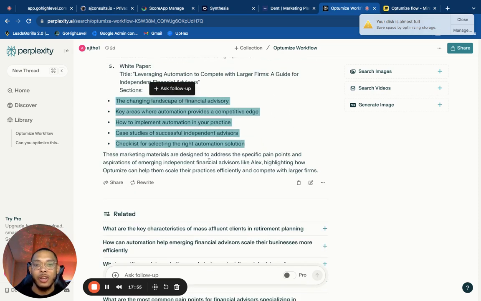These marketing materials are designed to address the specific pain points and aspirations of emerging independent financial advisors like Alex. Highlighting Optimize can help them scale their practices efficiently and compete with larger firms. So the main thing that we're doing here is giving them information on why the service is even needed in the first place. Why do they even need automation?